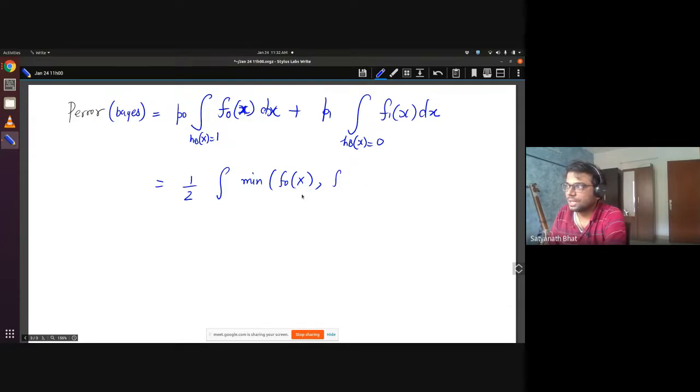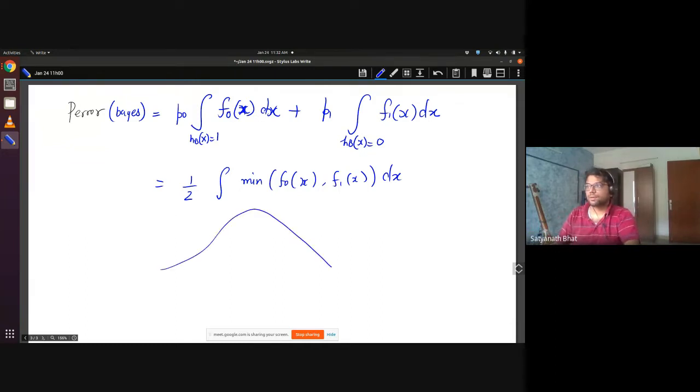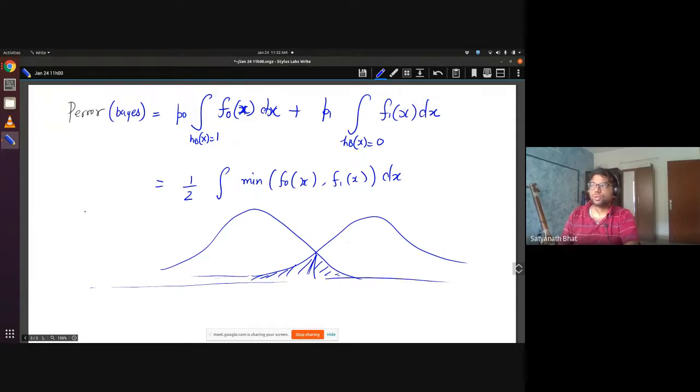Let's write this as small x. F0 of x, F1 of x dx. Okay, so that's what we did, right? If you remember, I integrated this region, and for this portion this is a minimum, and for this portion this is the minimum, right? So that's how we did it. More formally, if you want to say this is optimal, this is the way to show it.